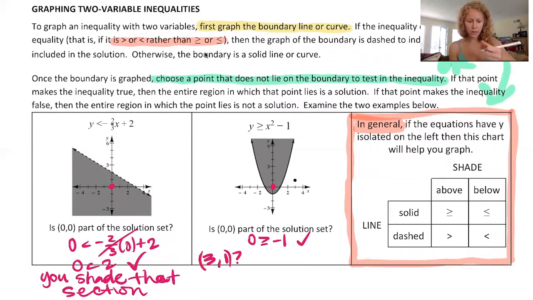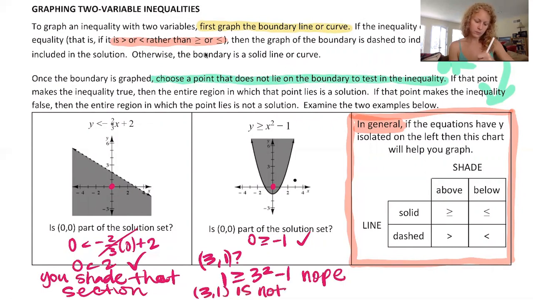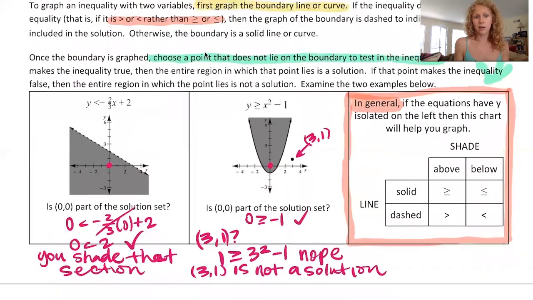What about that one? Well, if you plug that in and try 1 is greater than or equal to 3 squared minus 1. Is 1 bigger than 9 minus 1? Nope. So this is not in the solution set. So as you can see, this 3, 1 right here is not in the shaded zone because it doesn't actually make the problem true. So yeah.